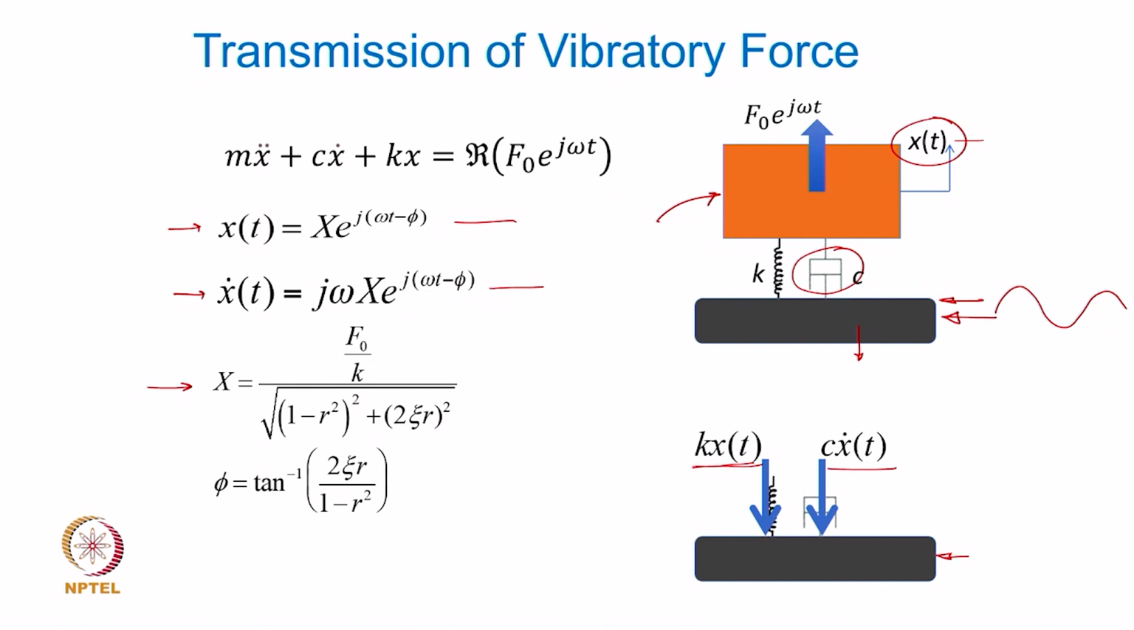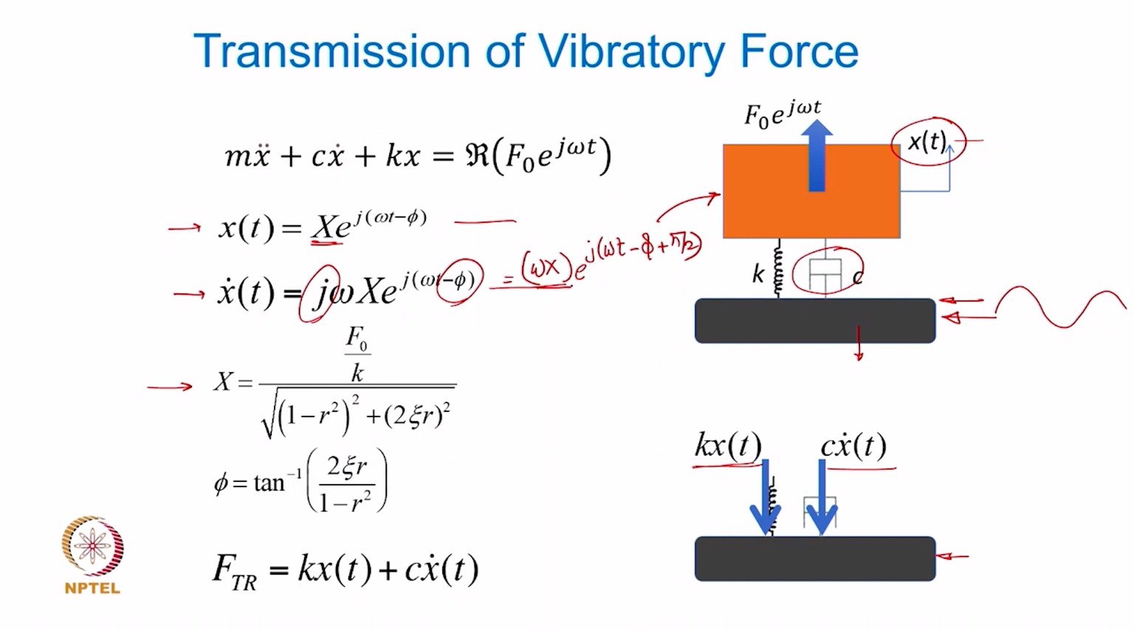Is that clear now? Both these two forces are going to act simultaneously on the foundation, and therefore, the total force getting into the foundation, FTR, is going to be the vectorial sum of the two forces, or you may write it this way. But x dot of t is going to have this phase with respect to the displacement. Coming from this j, this can always be written as omega x, the velocity amplitude, e to the power j omega t minus phi plus pi by 2, that is the phase between the displacement and velocity. So, the displacement will have amplitude x, the velocity will have amplitude omega x, and both these two forces are 90 degrees phase apart, as we have already seen. So, this is how the transmitted force is to be obtained.